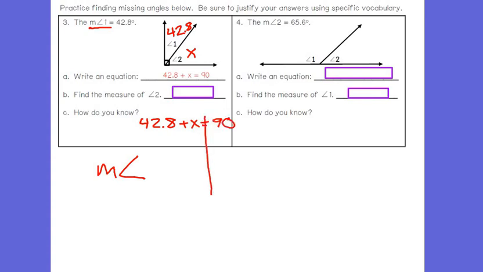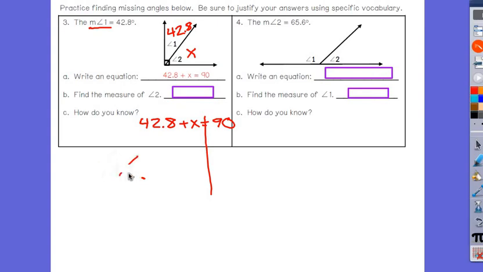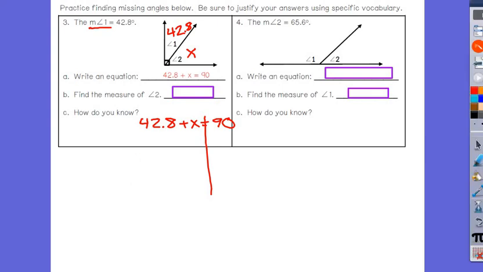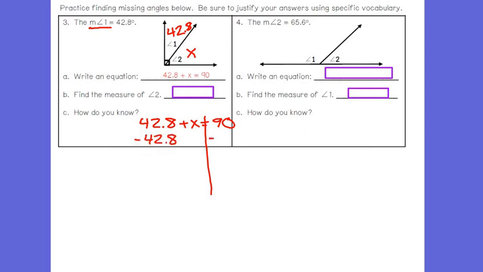So, is my parent married? No. Does it have a number attached to it? No. Does my letter have a kid? Yes. How do I go about solving this? You bring the kids over to the other side. How? I'm going to subtract. The opposite operation, subtract 42.8.